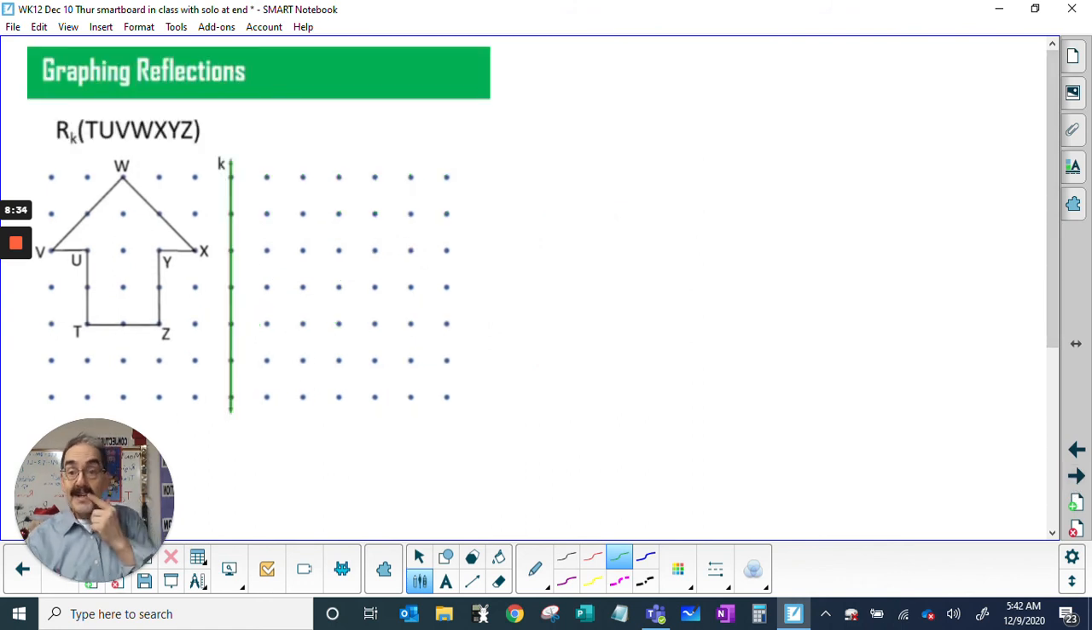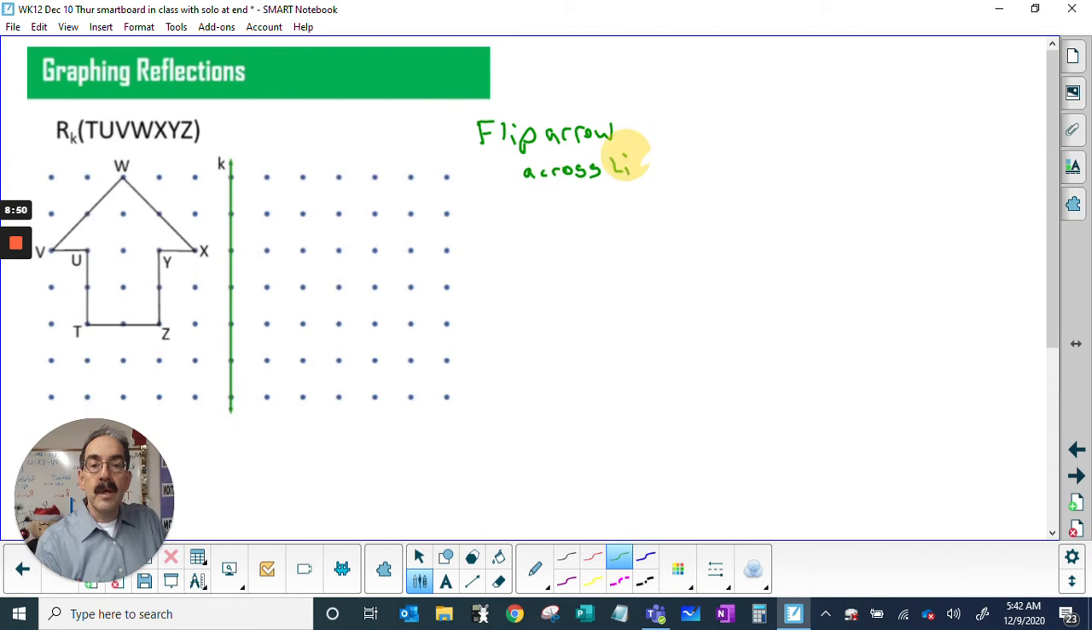Now, let's try a reflection to flip. So we're going to flip the arrow across line K. And in the virtual world, we'll call this the y-axis. Okay, the y-axis. Again, to do it, just count. This is over 1, back 1. That'll be our X prime.